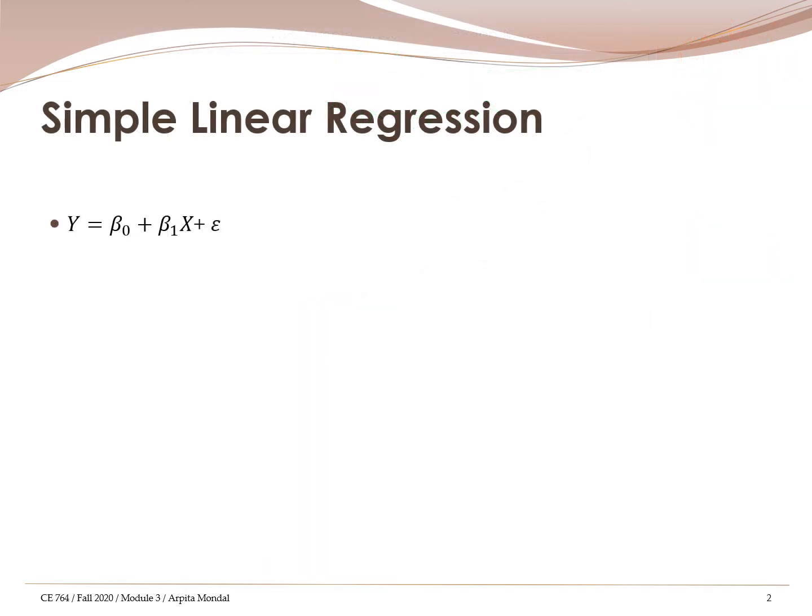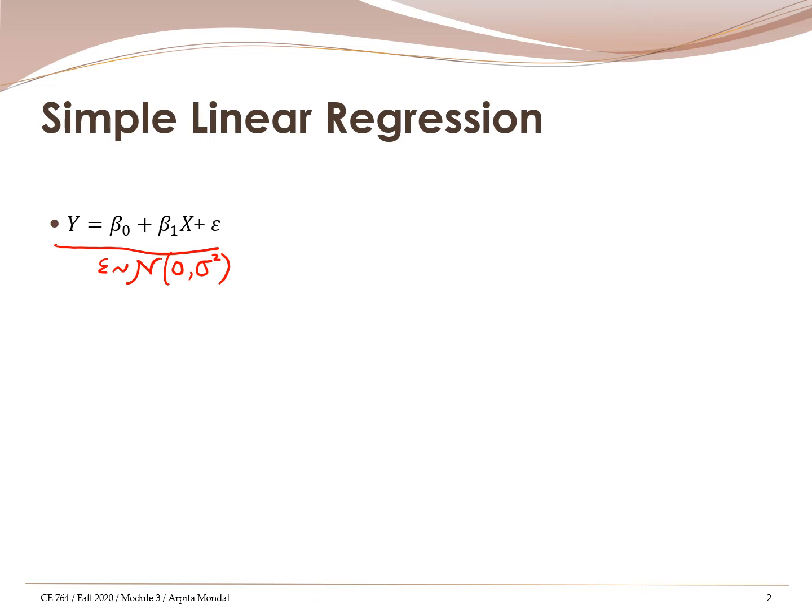Alright, so we now have sufficient background to formally define simple linear regression. Remember, our random variable y is a function of an independent variable x, and the relationship is linear in parameters. It's given by y equal to beta naught plus beta 1 times x plus some random noise, right? That random noise is white noise belonging to the normal distribution with mean 0 and variance sigma square.